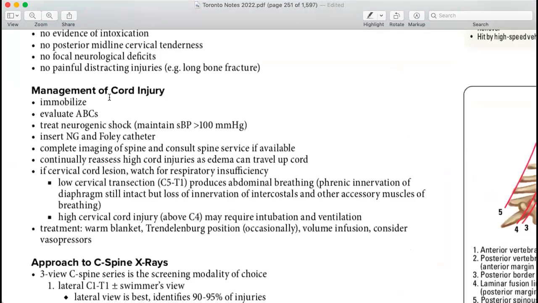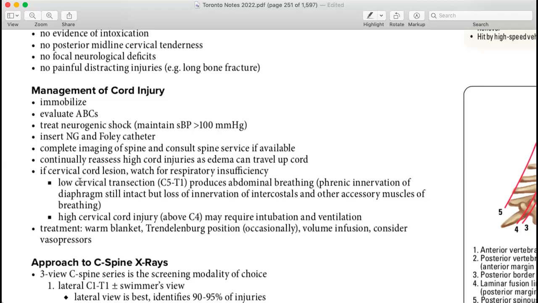Management of C-spine injury, definitely starting with immobilization, ABC, treat neurogenic shock, insert the NG tube and Foley's catheter after ruling out all the contraindications, complete imaging of the spine and consult spine services, then continually reassess high cord injuries, as the edema can travel up the cord. So that's why always reassess. Low cervical transection provides abnormal breathing. So the high one and the low one can lead towards intubation, and the low one can lead towards abnormal breathing. They can ask you this in the MCQs.